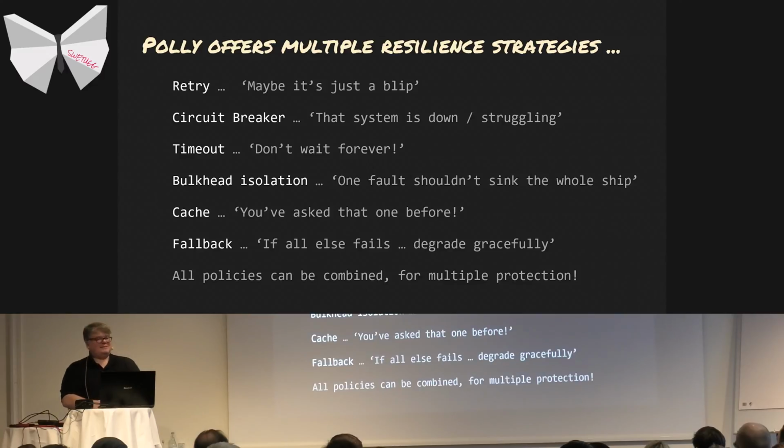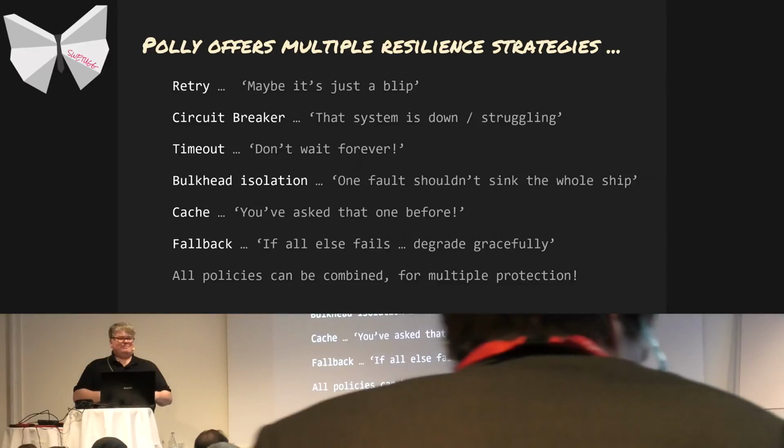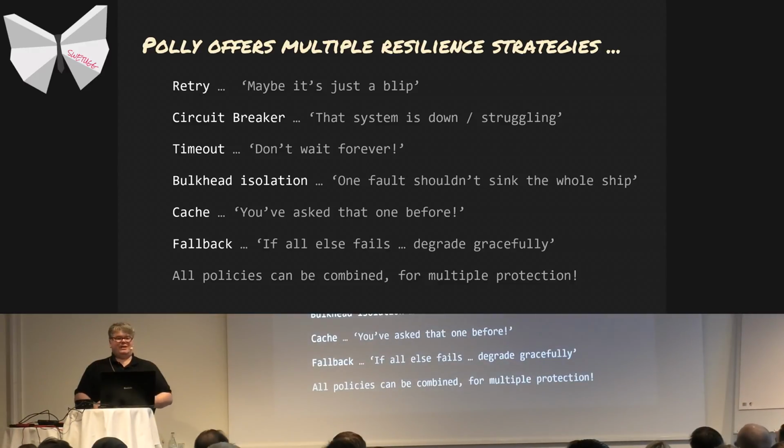So these policies come with a bunch of different resilience strategies. And the retry strategy is, well, maybe it's just a blip. Maybe if I wait a little bit, that'll change. A circuit breaker is sort of like the next level of severity up. You could say, well, that system might be down or struggling, so I'm going to stop sending chocolates down the line so Lucy and Ethel can catch up. Essentially, that's what that does. And the timeout is the strategy of, hey, let's not wait forever. Maybe after an hour or so, or a half an hour even, we can give up and say, nope, this is not going to happen right now. Come back later.